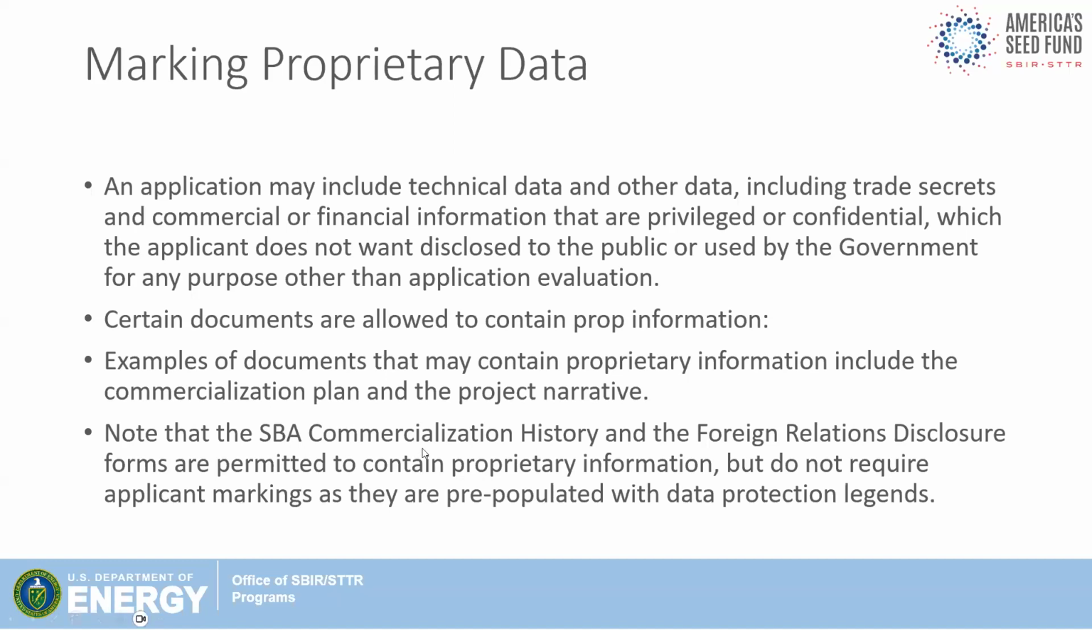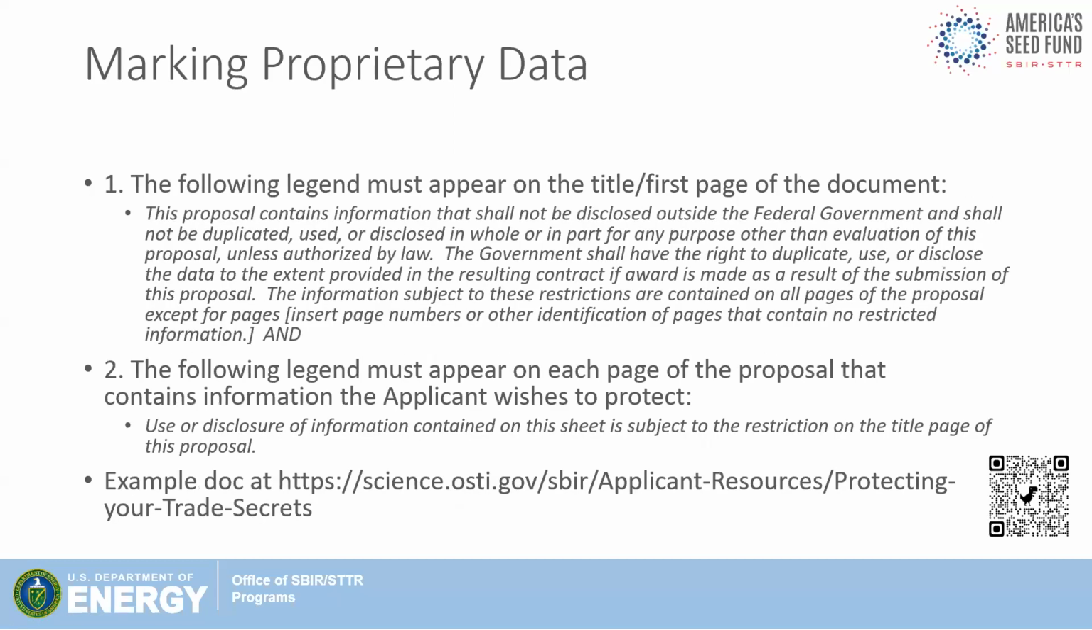And some documents, like the company commercialization report and the foreign relationships disclosure, may have proprietary information, but you do not have to put legends on those documents because they are already pre-populated with data protection legends. You do have to mark, for example, your project narrative and your commercialization plan. You should copy these legends verbatim and use them on your form. There's a certain legend you need to use on the first page, and then you can use the second legend shown here for all the pages that contain that proprietary information.